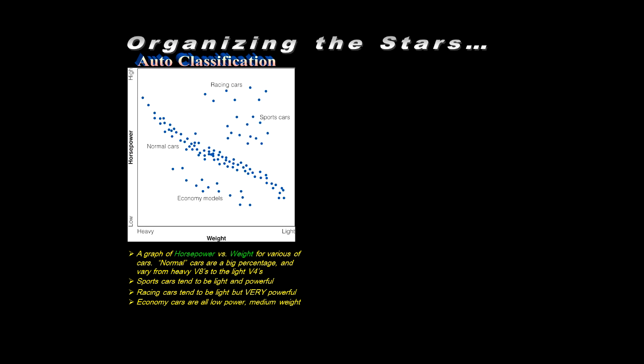Economy cars then, they're way down here. They tend to be more toward the light, but not necessarily, because maybe you need a great big bus, right? But the horsepower tends to be lower, so that's the economy cars. Well, so we're going to relate this to the stars, and horsepower will be brightness. That makes sense. For the stars, the horsepower will be the brightness. The weight is temperature. That's not quite as obvious, but you'll just have to go with it.